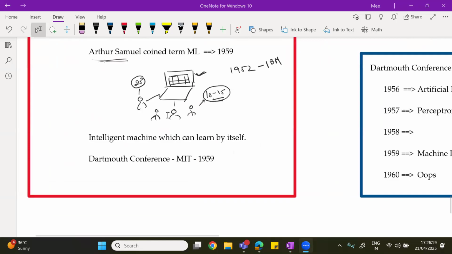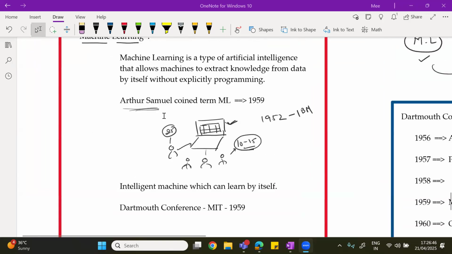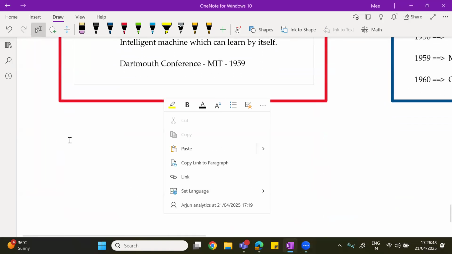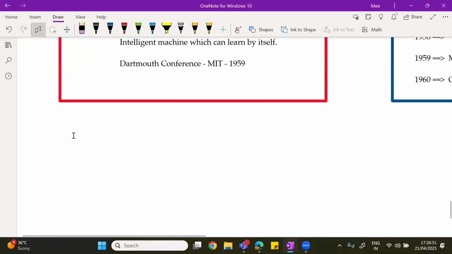Then, the people were able to defeat it in 10 to 15 moves. But as the days passed, it was becoming difficult to beat that program. When they inquired with the gentleman Arthur Samuel, he said that he never changed anything in the program. Then he observed that this program is learning by itself. The program is learning by itself.